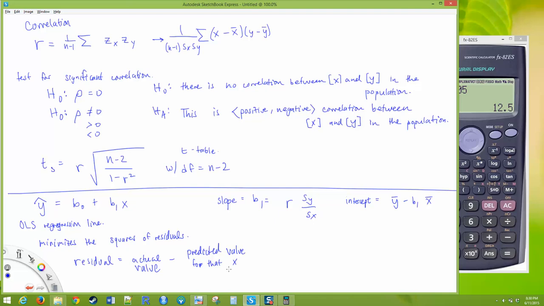And what else do I want to say? Oh, interpretation of the slope: the slope is how much we expect y, or predict y, to change when x changes by 1. All right, maybe I should say when we add 1 to x, when x is increased by 1. Does that make sense? I don't know. Okay, I'll just write that. When x is increased by 1.